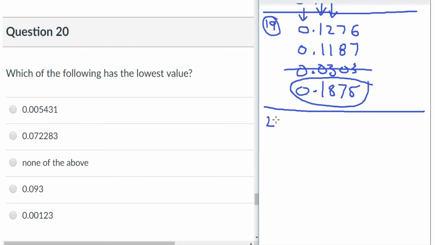Number 20. Lowest value this time. They already gave us the decimal, so that makes it easier for us. So let's take a look at the first column. They're all zeros. The second column, they're all 0. In the third column, we got a 7 and a 9. We can eliminate this guy and this guy. So we're just left with the top choice and the bottom choice. So the next number is 1 or 5. The lowest number, this way, 0.00123.